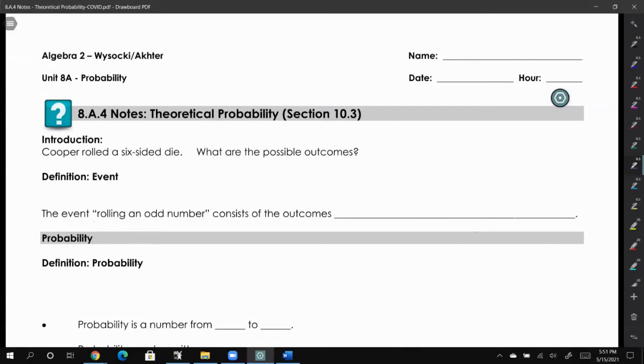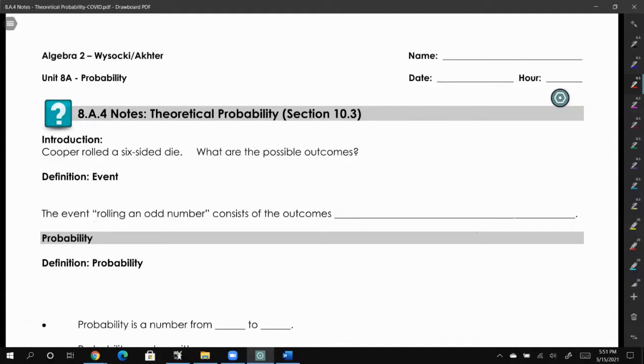Today we're going to talk about probability, specifically theoretical probability and experimental probability. And I'm sure you've heard of the term probability before and you've done some probability problems. So hopefully a lot of this will just be a refresher. So let's get at it.